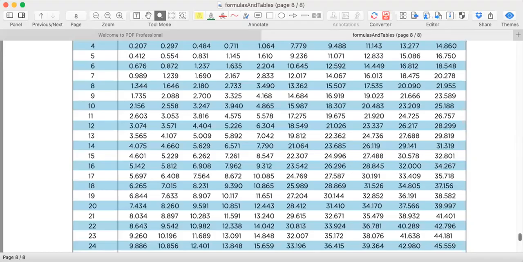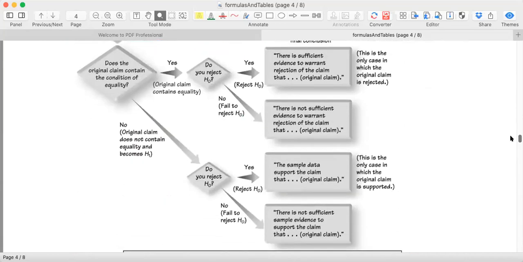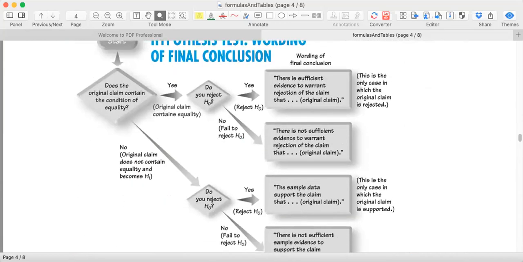And we're going to have to scroll up to the 4th page in the formulas and tables handout. The first question, does the original claim include the condition of equality? Yes, it said equal. So we're over here. Did we reject 8.0? No, we did not. So we failed to reject.